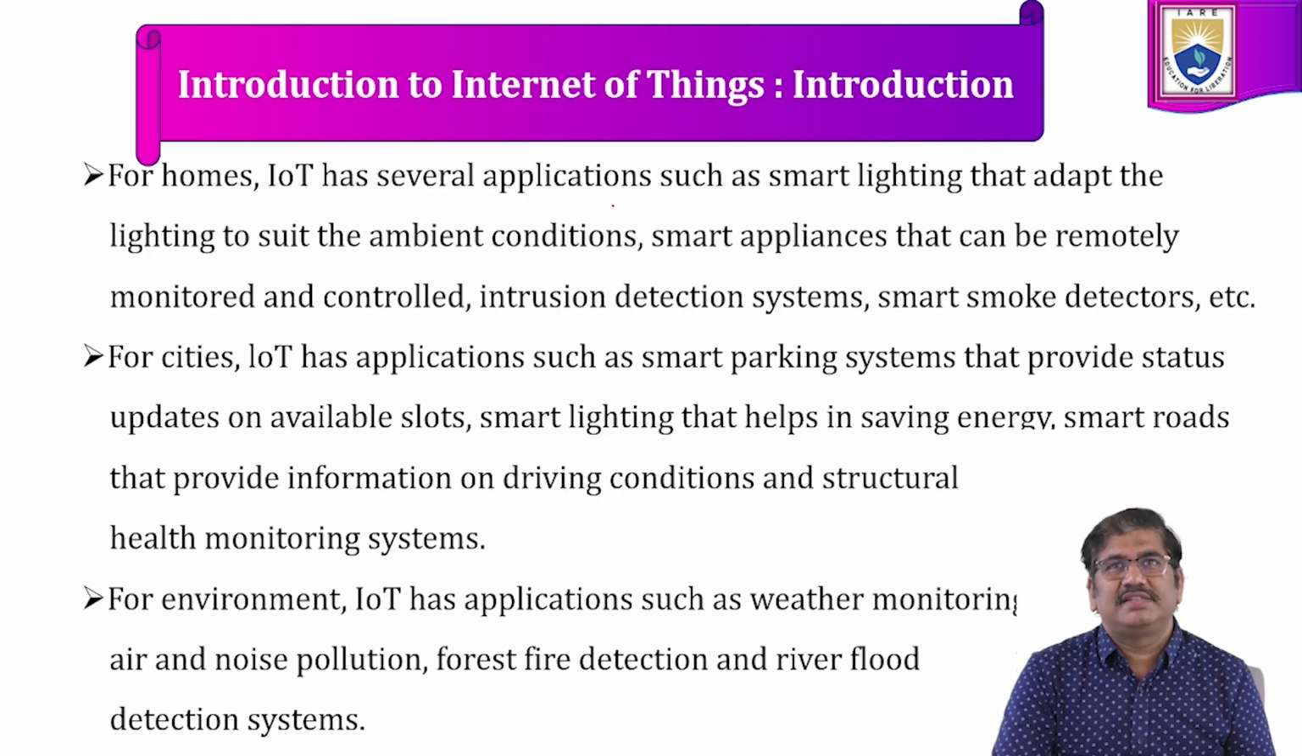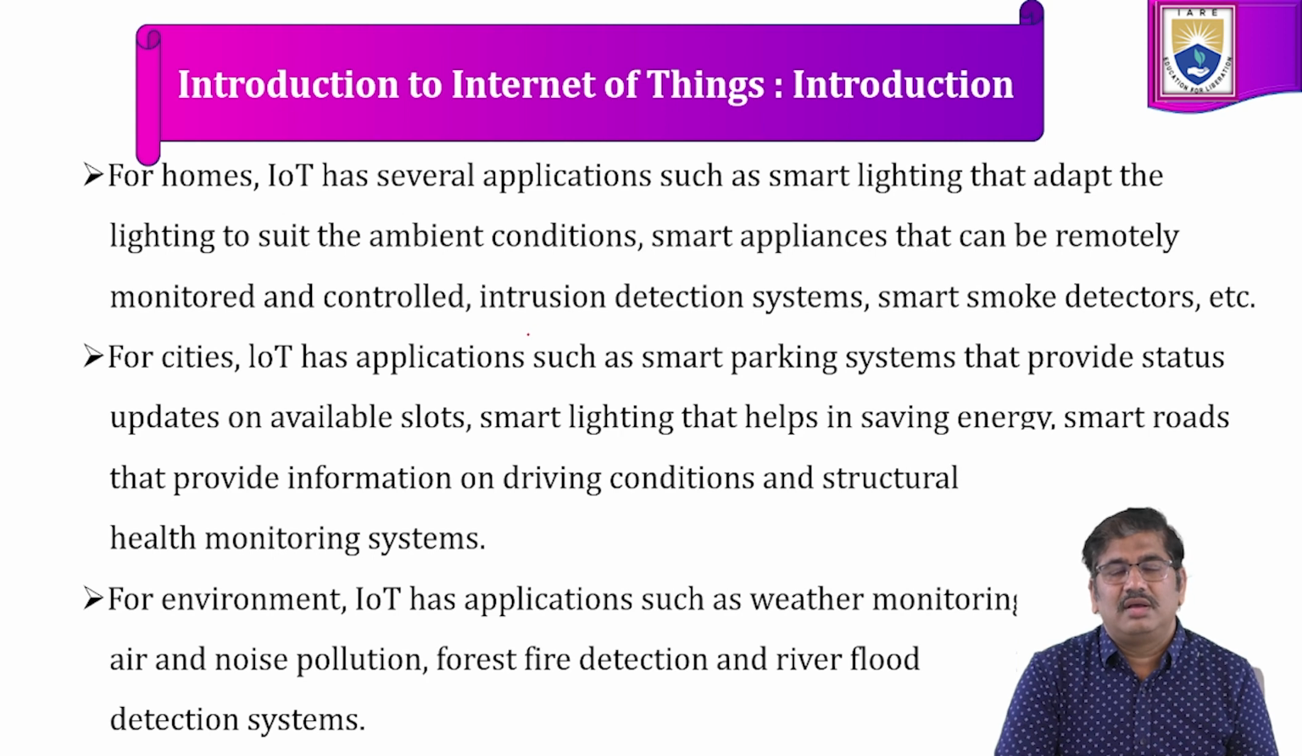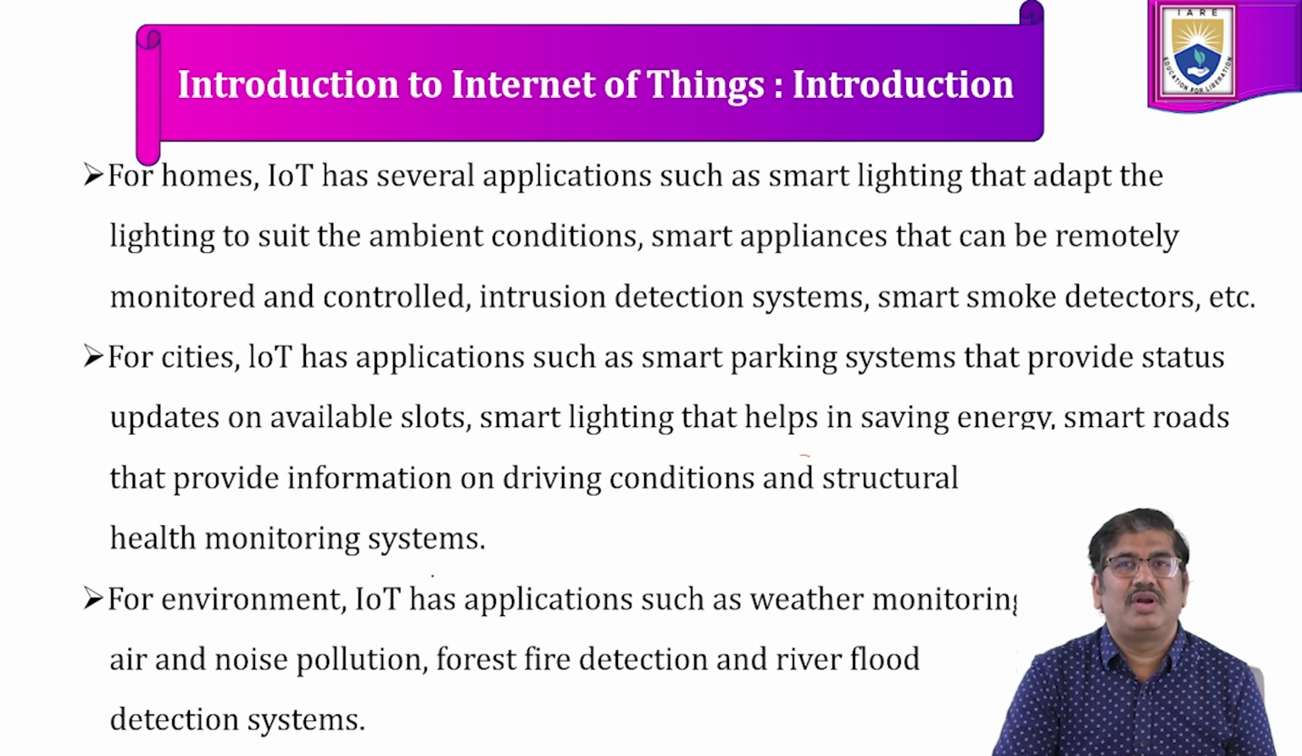For homes, IoT has several applications such as smart lighting that adapts the lighting to the ambient conditions, smart appliances that can be remotely monitored and controlled, intrusion detection systems, smart smoke sensors, etc. For cities, IoT has applications such as smart parking systems that provide status updates on available parking slots, smart lighting that helps in saving energy, smart roads that provide information on driving conditions, and structural health monitoring systems.